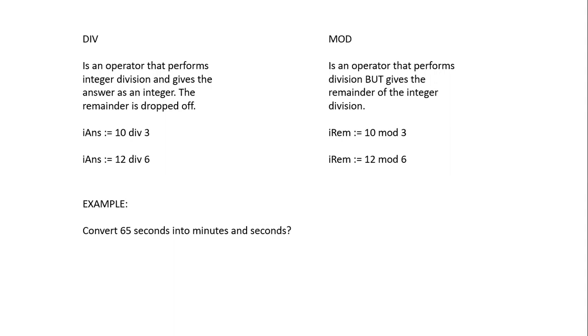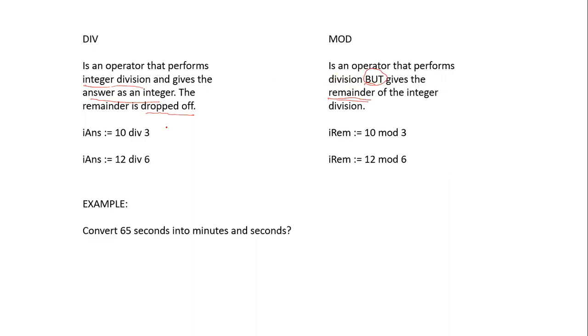The DIV, you need to understand, is used to perform integer division. And it gives the answer as an integer. Whatever remainder there may be, the remainder is dropped off. Mod, on the other hand, performs division, but it gives you the remainder of the division. So div performs the integer division, and mod gives you the remainder of that division.